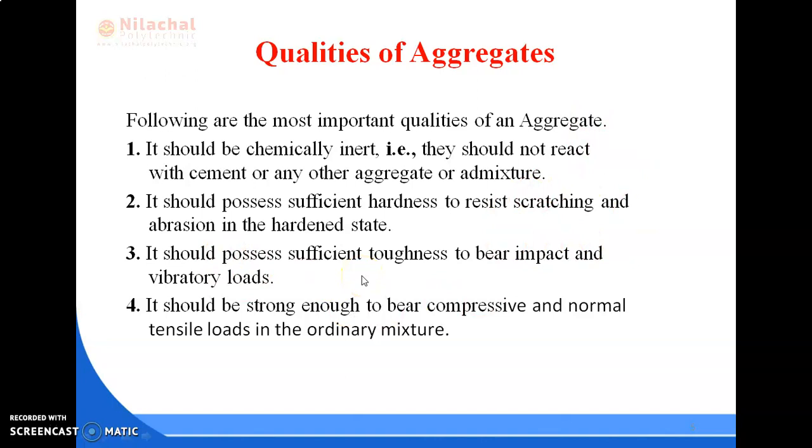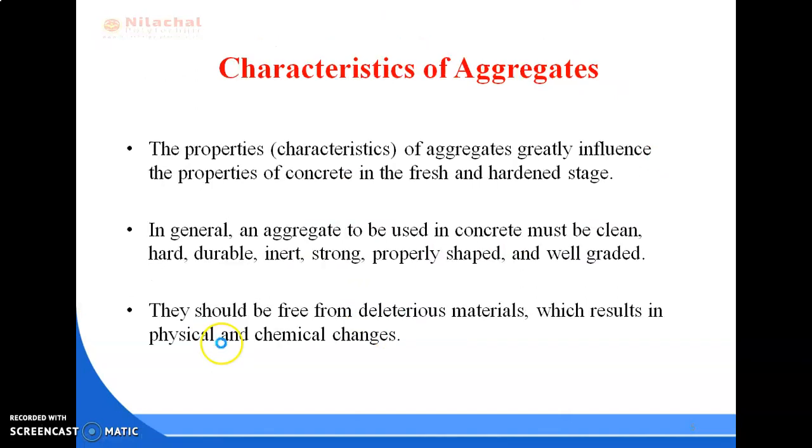Next, it should possess sufficient hardness to resist scratching and abrasion in the hardened state. It should possess sufficient toughness to bear impact and vibratory loads. It should be strong enough to bear compressive and normal tensile loads in the ordinary mixture. It should be free from impurities, inorganic or organic in nature, which will affect its quality adversely. And it should be capable of producing an easily workable plastic mixture on combining with cement and water. So these are some important qualities of aggregate.